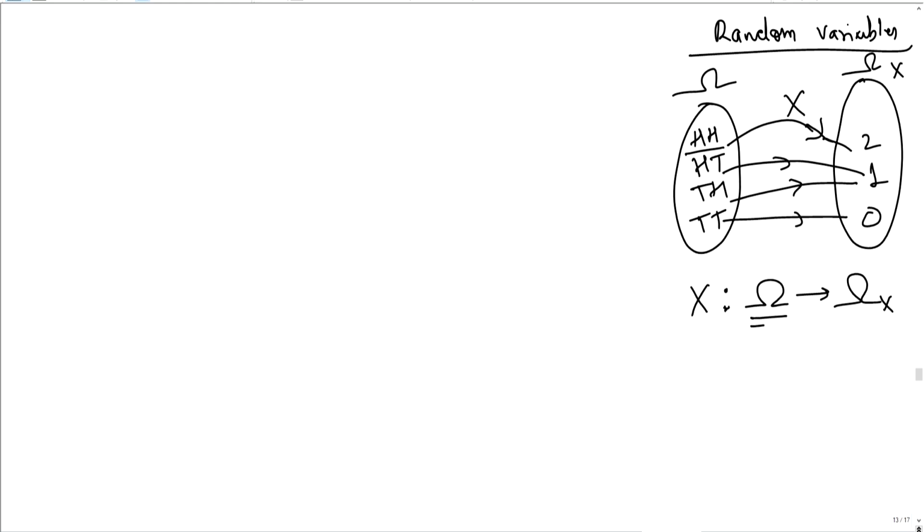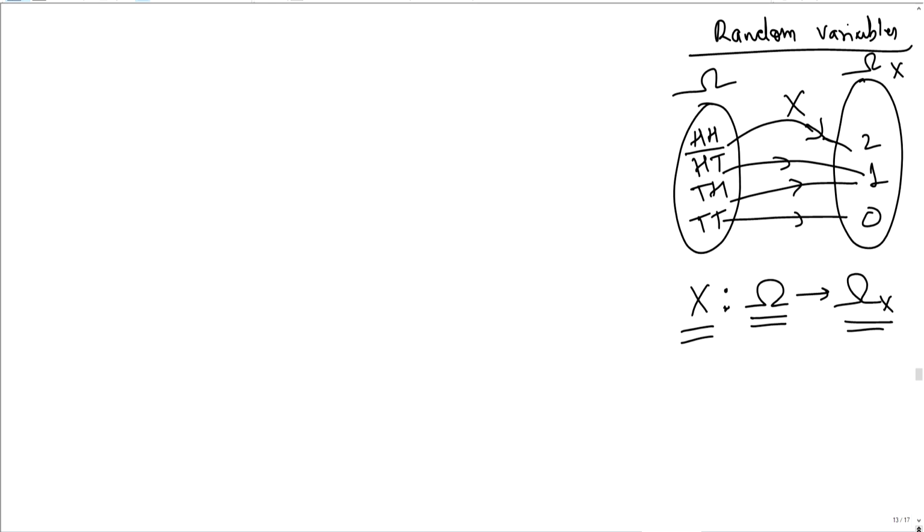What is omega? Your original sample space. Omega x is another numeric space, right? What is x? It is a function that maps omega to omega x. Now, you can define x in whatever way you want. It can depend on what kind of research question you are interested in. You can also define x as something which counts the tails, or the number of tails, in your outcomes.